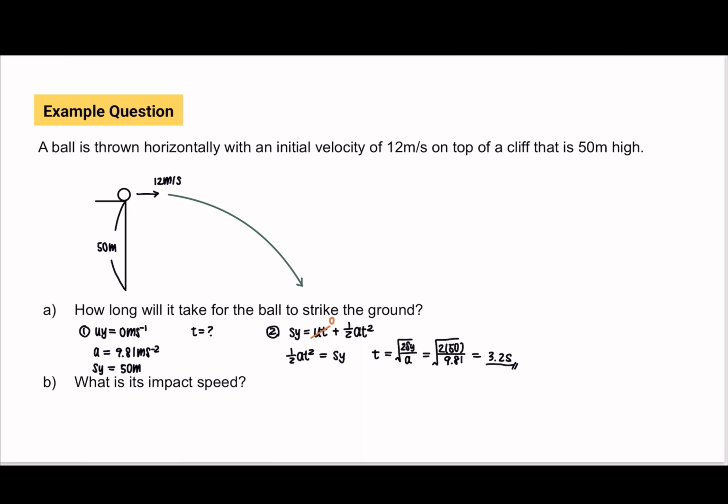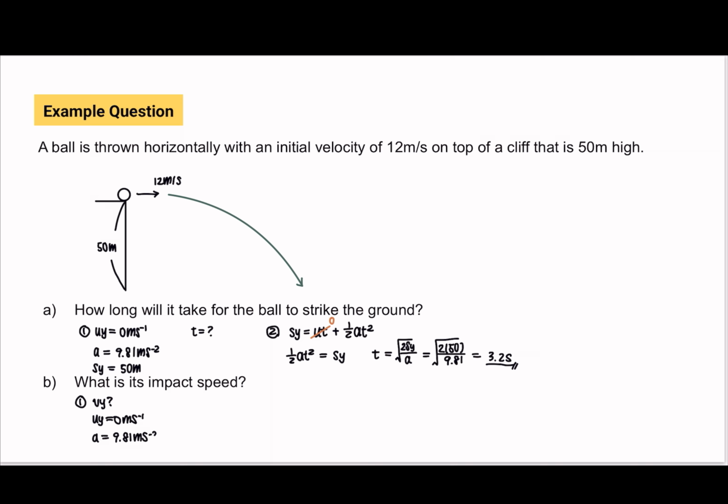The second question is about the impact speed. Impact speed is the speed of an object when it strikes another object, like the floor. To find this out, we need to know both the horizontal and vertical speed when it is touching the ground, and use the Pythagoras theorem to calculate the impact speed. The vertical velocity at the end can be found using SUVAT equations.